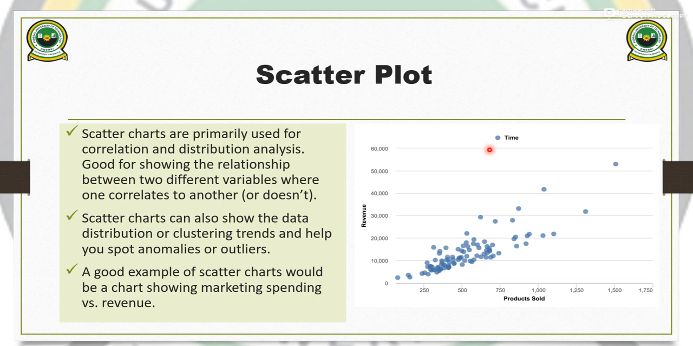A good example of a scatter chart would be a chart showing marketing spending versus revenue. When you look at this plot, we look at the product sold versus the revenue generated over the product. So if we want to plot a relationship between two variables, then the scatter plot is going to be handy and useful for the case.